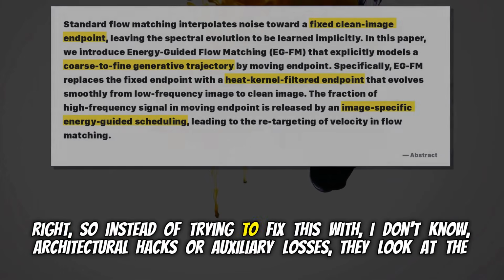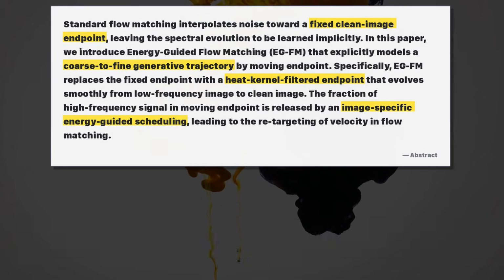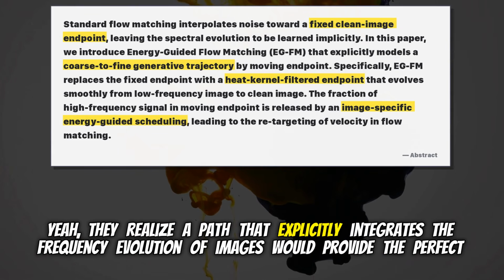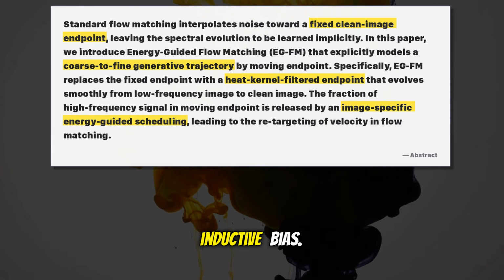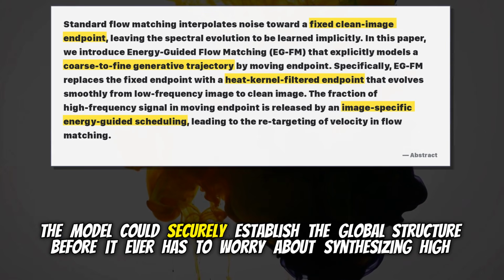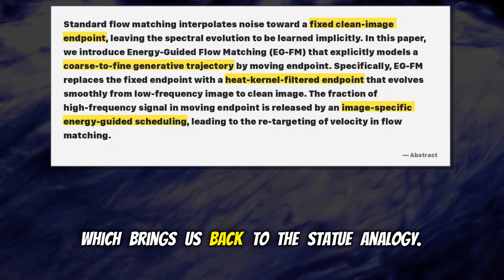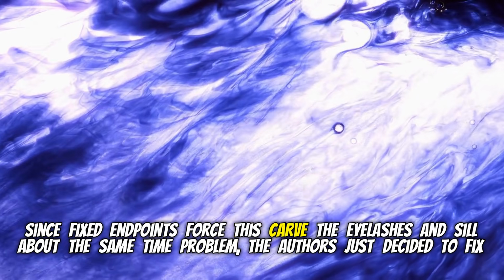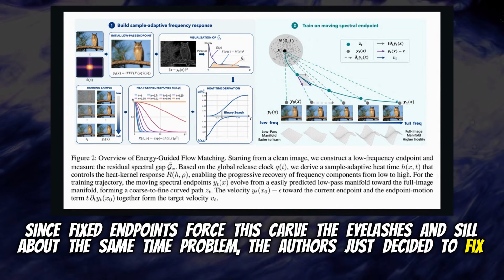Right. So instead of trying to fix this with, I don't know, architectural hacks or auxiliary losses, they look at the fundamental flaw in the trajectory itself. Yeah, they realize a path that explicitly integrates the frequency evolution of images would provide the perfect inductive bias. The model could securely establish the global structure before it ever has to worry about synthesizing high-frequency details. Which brings us back to the statue analogy. Since fixed endpoints force this carve-the-eyelashes-and-silhouette-at-the-same-time problem, the authors just decided to fix the target itself.